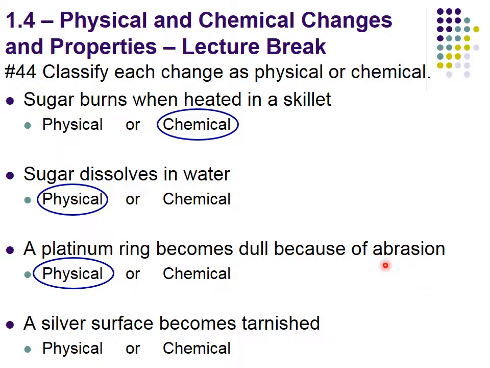Now here's the difference. Abrasion means that something's bumped up against it, scratched it. Tarnished means that it turns black. Silver can react with the oxygen in the air to tarnish. This is silver's version of rusting. So this is a chemical change because we've created silver oxide.